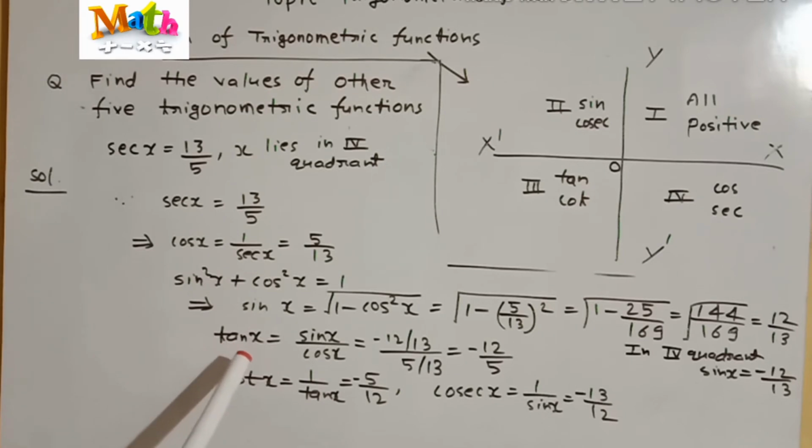Next, the trigonometric function tan x can be written as sin x by cos x. Now put the values with the same denominator, 13 will be cancelled. So the answer will be minus 12 by 5. To find the value of cot x, as it is the reciprocal of tan x, it can be written as 1 by tan x, and the value of tan x is minus 12 by 5, so it will be minus 5 by 12. And at last, cosec x is the reciprocal of sin x, so it will be 1 by sin x. The value of sin x is minus 12 by 13, so its value will be minus 13 by 12.